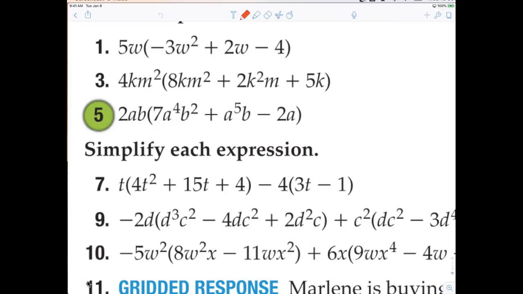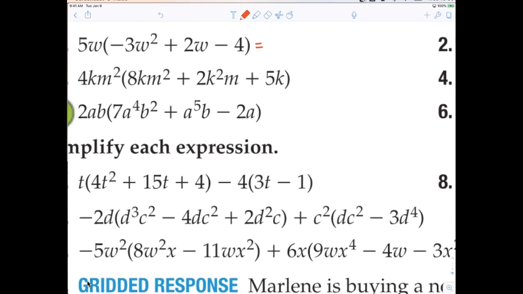So for example, number 1. I'm going to say what the right answer is, and then you see if you agree. Number 1, the correct answer would be negative 15w to the third plus 10w squared minus 20w. Please look up and see if you agree. Everybody pretty good with that? It's not bad, right? Yes, ma'am. Good for you.